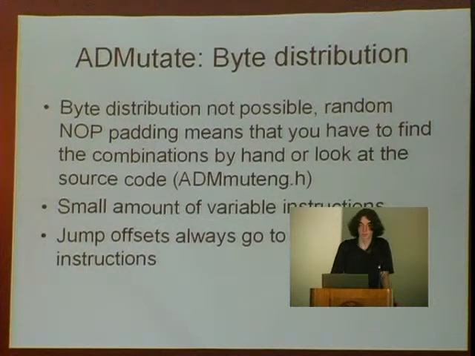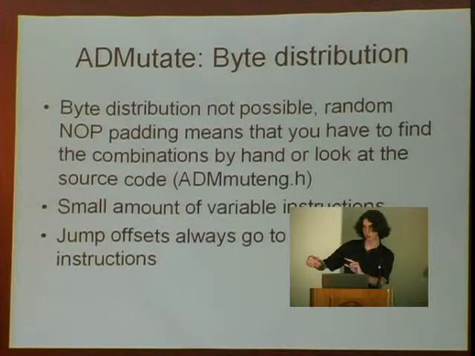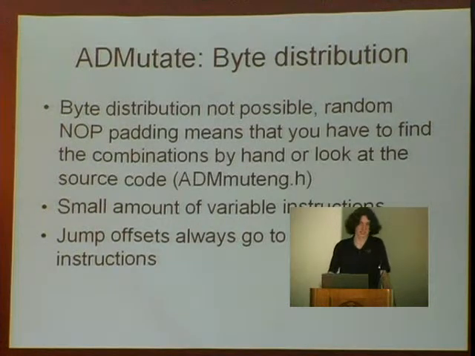Byte distribution is possible. Random NOP padding means that every single ADM mutate encoder is going to be of a different size. And because it's of a different size, for example, it's 81 bytes, or 82 bytes, or 83 bytes, that means that our Perl regular expression has to be fitted to each single size. So we have to have an 81-byte ADM mutate fingerprint, and an 82-byte ADM mutate fingerprint, and an 83-byte ADM mutate fingerprint. So this really isn't that useful.